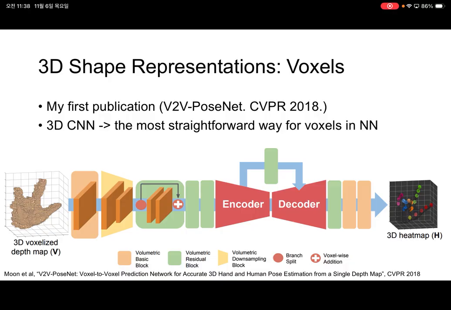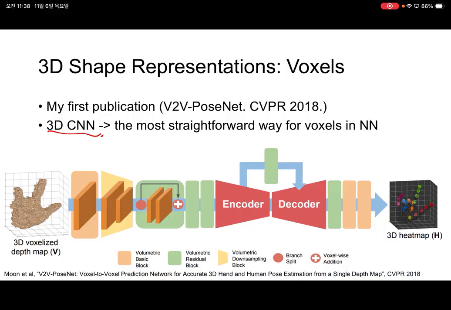This is actually my first publication, based on voxel. So I actually very much liked voxel when I was a student. My first publication was based on 3D CNN, and 3D CNN is the most straightforward way to handle voxels in a neural network. Because in image processing, we use 2D convolutional neural network, right? Then voxel is a simple extension of image. Then we can use 3D convolutional neural network.